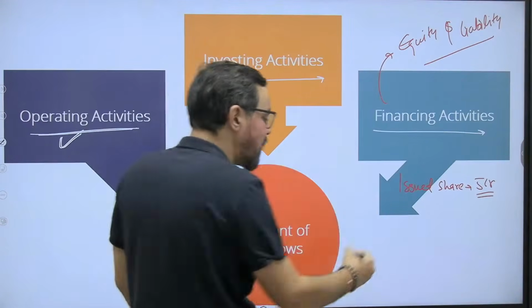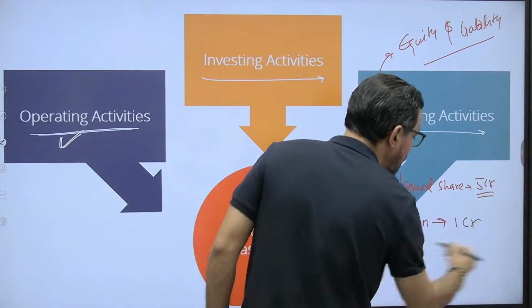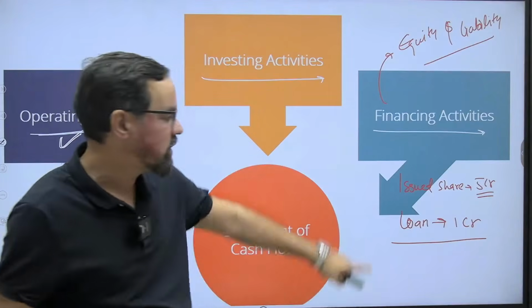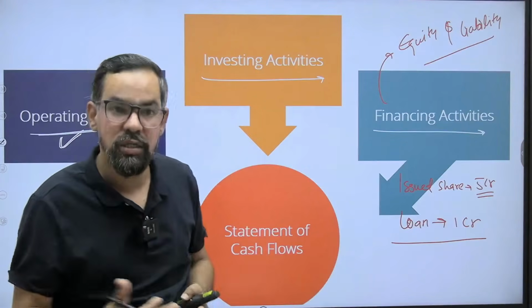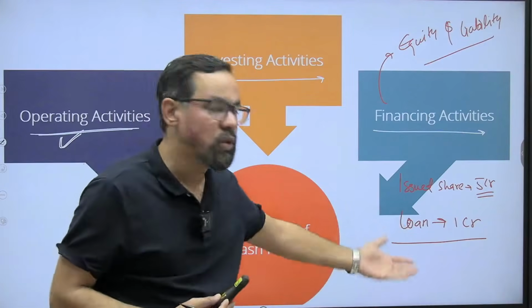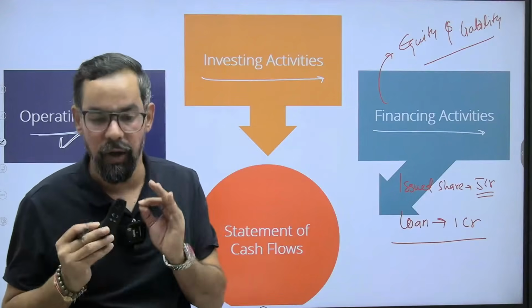We have taken a loan from a bank worth rupees 1 crore. Your liability will increase by 1 crore. Or in the reverse cases, you did a buyback of shares. That means your equity will come down by that particular amount. You have paid off a loan, so that will come down by this one. So they are generally part of this particular one.